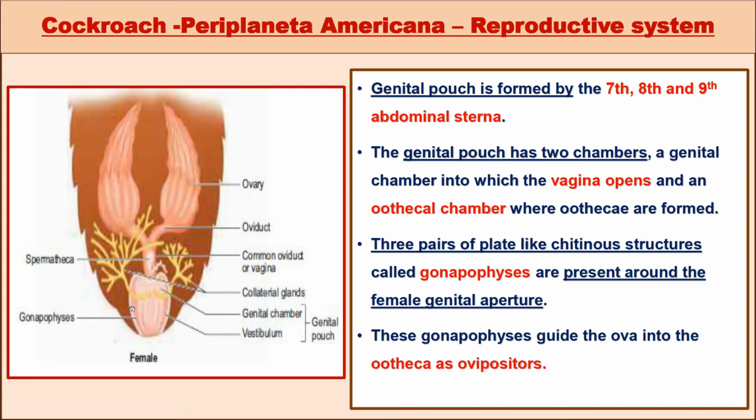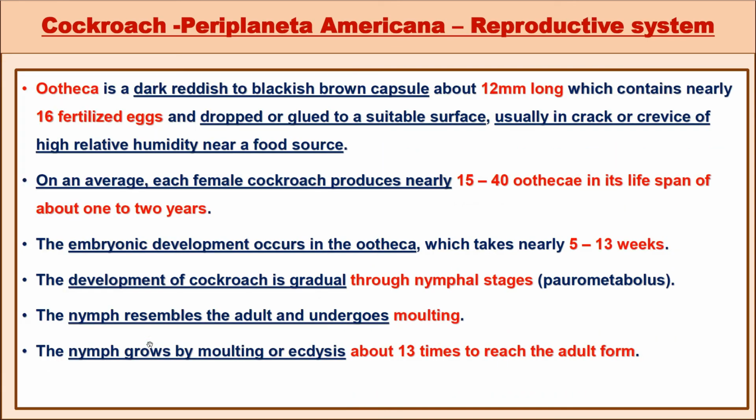There are three plate-like chitinous structures which are called gonapophyses, and they are present around this female genital aperture. These gonapophyses will guide the ova into the ootheca, and act as an ovipositor. Ovipositors are tube-like structures which will direct the ova at the time of egg laying. What is this ootheca? Ootheca is a reddish or blackish brown capsule or egg case. It is about 12 millimeter long. It contains nearly 16 fertilized eggs, and it is glued and dropped on a suitable surface.